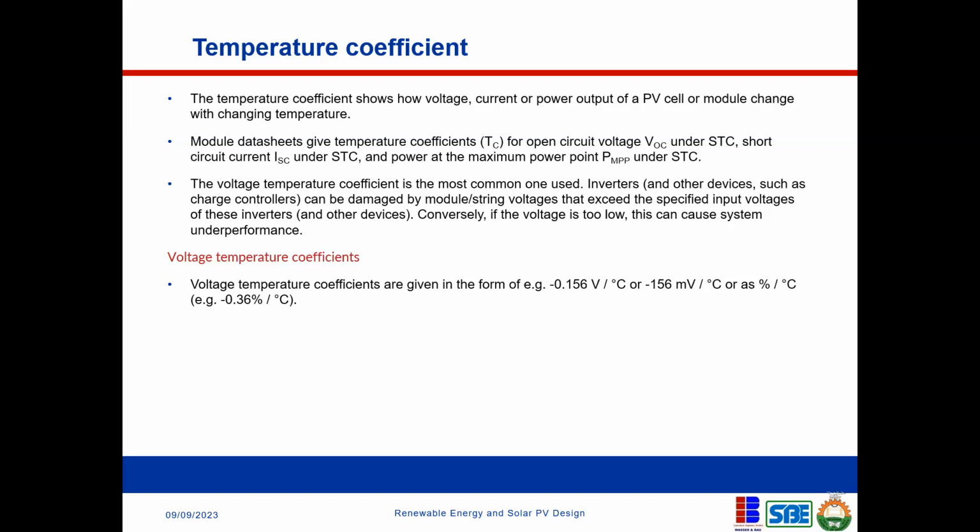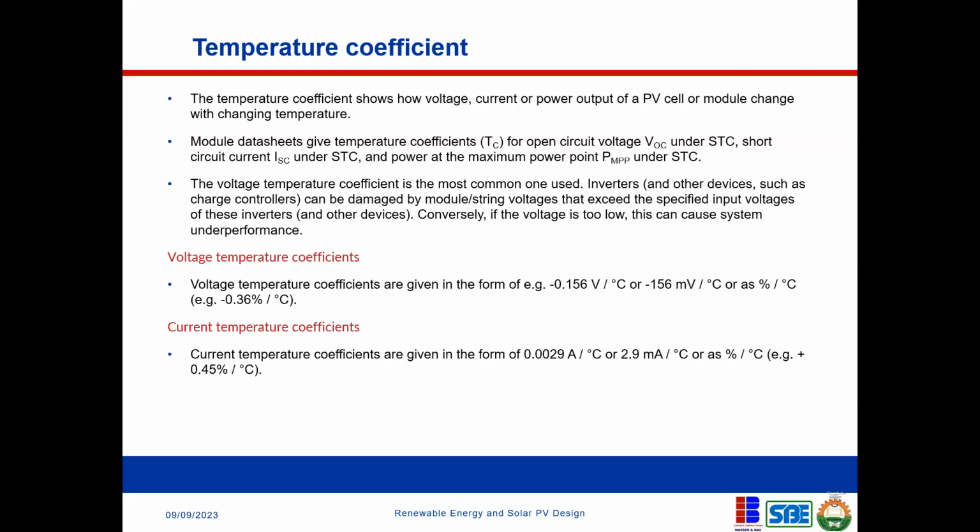So the voltage temperature coefficient, I give it in the form of maybe minus 0.156 volts per degree centigrade, this is an example. So every rise in degree centigrade will lead to a drop in voltage by 0.156. So this is what it means. It can be in millivolts, that's mV, okay? It can also be expressed as a percentage. So what percentage of the voltage will drop for every rise in temperature? This is how they are rated.